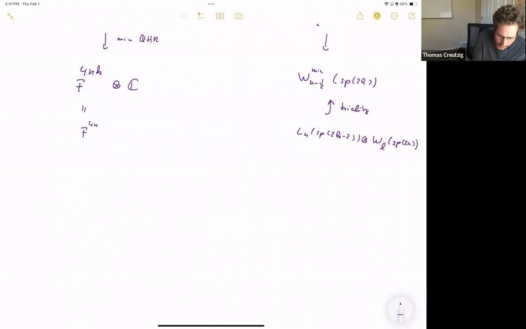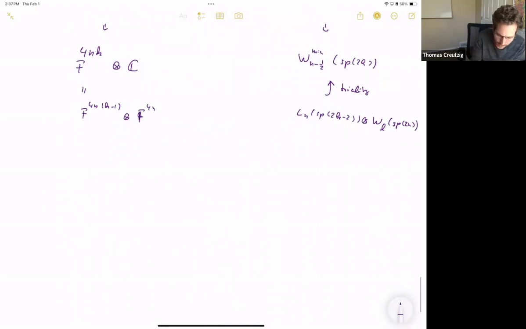I can write it as 4n times k minus 1 free fermions times 4n free fermions. And why do I do this? Because in 4n times k minus 1 free fermions, you have also an embedding of the affine VOA of SP2k minus 2, and its commutant is an affine SP2n of level k minus 1.